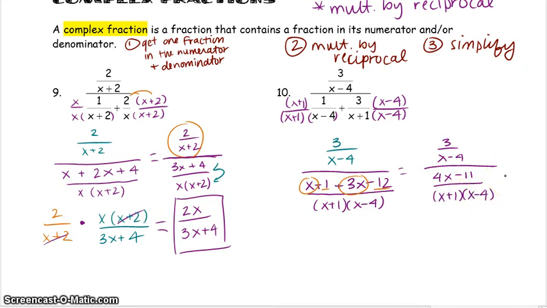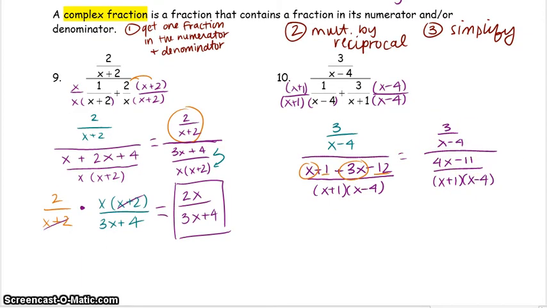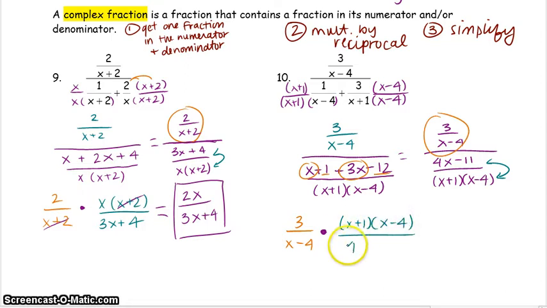Alright, so we have one fraction on the top, one fraction on the bottom, so now we can multiply by the reciprocal. So that means we take our numerator here, so 3 over x minus 4, and we are going to multiply that by the reciprocal of our denominator. So that becomes x plus 1 times x minus 4 all over 4x minus 11.